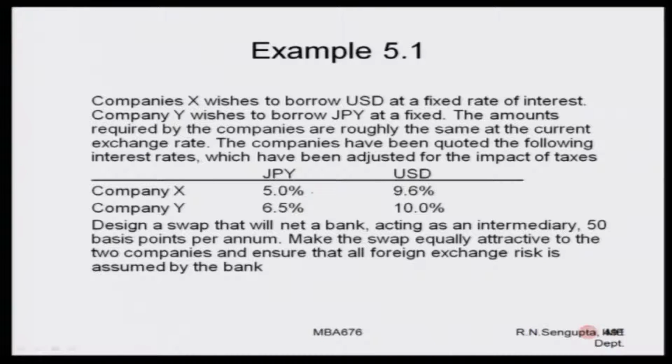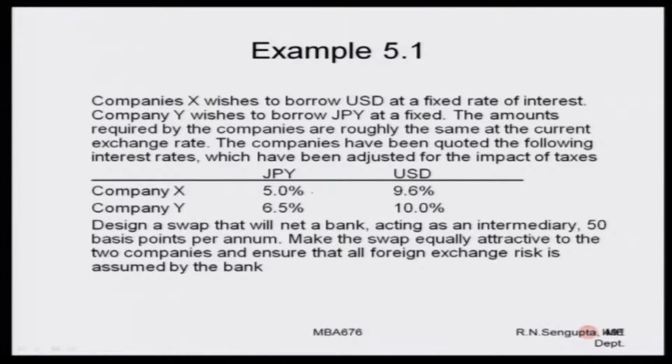Now, we are coming to the currency swap. Company X wishes to borrow US dollars at a fixed interest rate, company Y wishes to borrow Japanese yen at a fixed interest rate. The amounts required by the companies are roughly the same at the current exchange rate. The companies have been quoted the following interest rates. So, basically it is currencies, but we are converting them into interest rates. Company X, in the first row, has 5 in Japanese yen and 9.6 in US dollars, company Y has 6.5 in Japanese yen and 10% in US dollars.